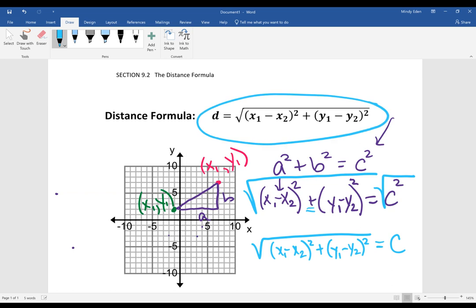So if you don't want to memorize that big long formula, you can print out graph paper, plot the 2 points, and make a right triangle and use the Pythagorean theorem.